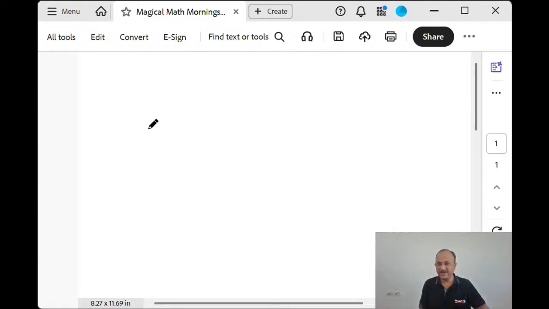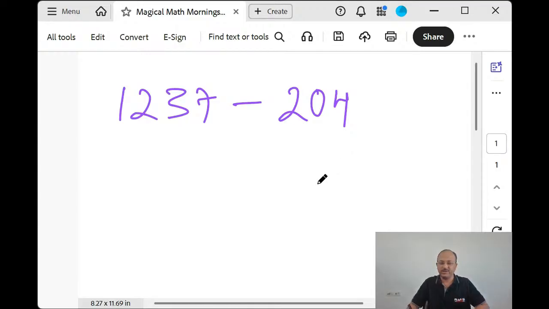Maybe shall we consider a little bigger number? We'll take it as 1237 minus 204. Let's take this. Whenever the number is more, you have to subtract from it.